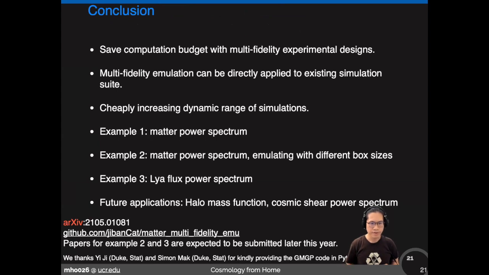In conclusion, you can save budget using multi-fidelity emulation. You can directly apply this method on your simulation suite. It can cheaply increase the dynamic range of simulations. We provide 3 examples. The first one is the matter power spectrum. The second one shows it is possible to apply different box sizes. The third one shows it is possible to apply it on hydro simulations, emulating the Lyα flux power. We plan to do it on the halo mass function and cosmic shear power in the future.